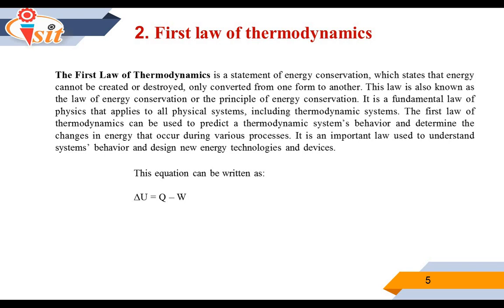The first law of thermodynamics can be used to predict the thermodynamic system's behavior and determine the changes in the energy that occur during various processes. It is an important law used to understand the system's behavior and design new energy technologies and devices. Here, in the first law of thermodynamics, the equation is: delta U is equal to Q minus W. Here we know that Q is the heat supplied and W is the work done.